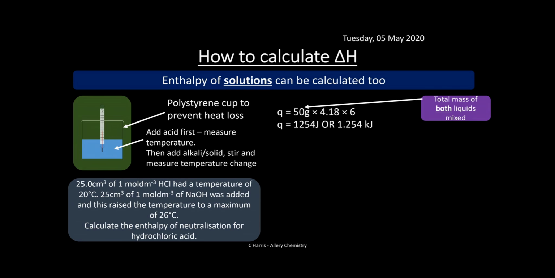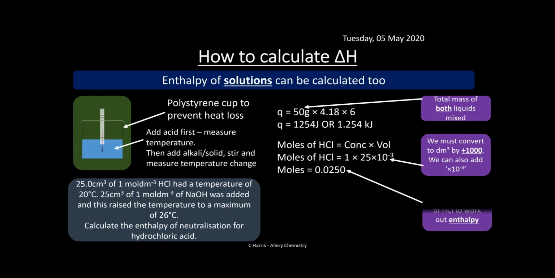So work out energy first. Q is 50 times 4.18 times 6. The 50 comes from the combination of 25 centimeters cubed of acid and 25 centimeters cubed of sodium hydroxide. And we assume that the volume in centimeters cubed is the same as grams, so the density is the same. So that's why we use 50 there. 4.18 is the heat capacity, and 6 is the temperature change because it's risen by 6. And then we get our energy, which is 1254 joules or 1.254 kilojoules.